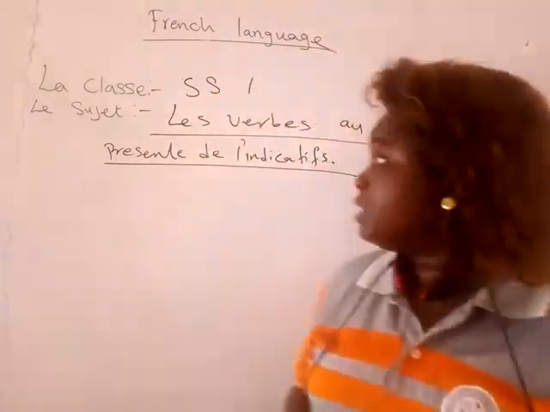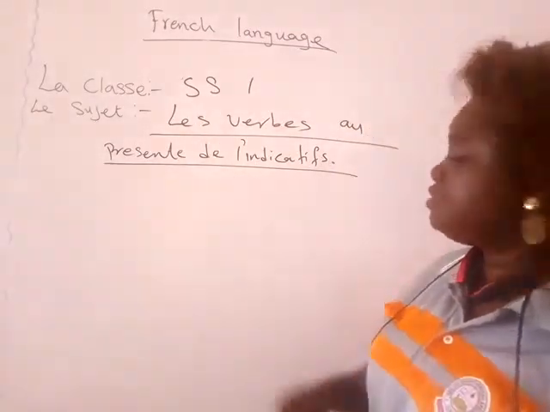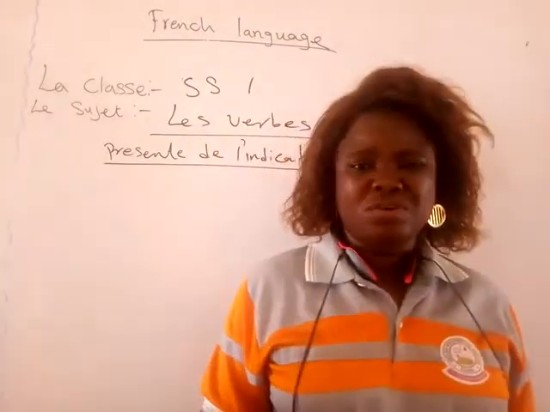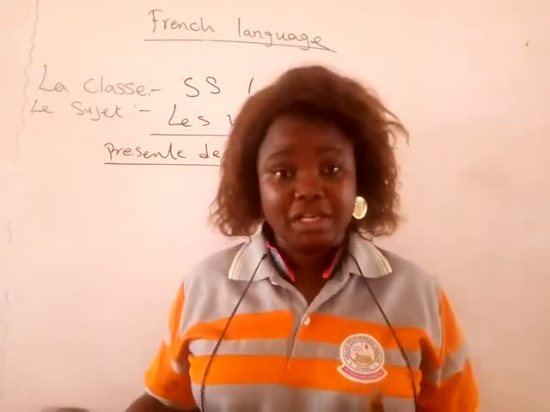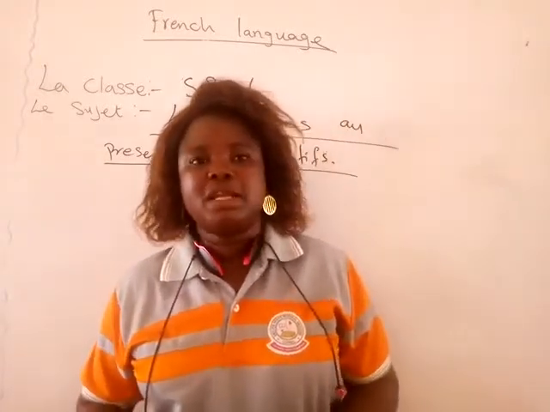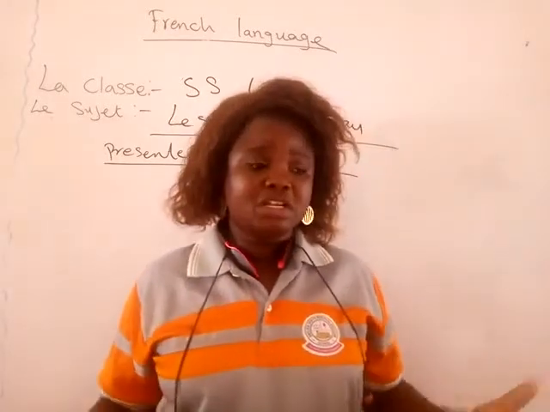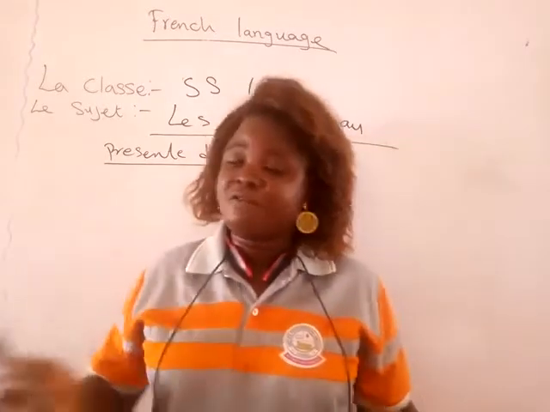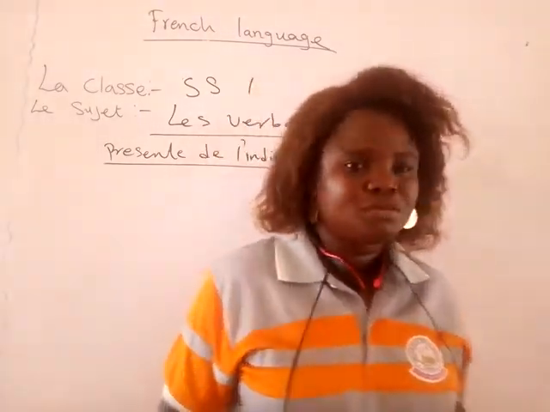Very good. Today, I will be taking you on verbs. Les verbes au présent de l'indicatif. We have different types of verbs in the French language. What are verbs? Verbs are action words. They are doing words in English. Yes, you're right. In English, we have walk, talk, jump, fall, eat, sleep, go, come.